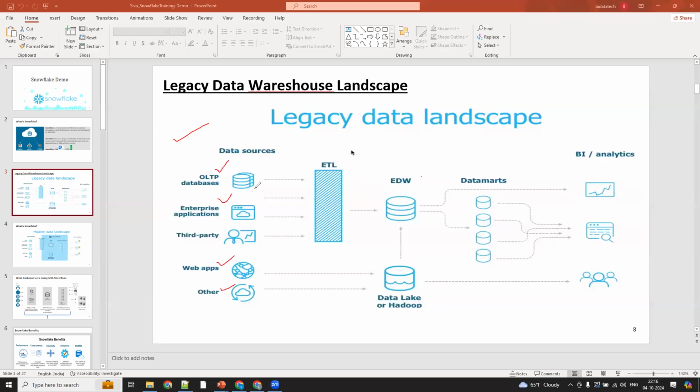Once they store all this data, using any ETL tool, like Informatica, DataStage, or SnapLogic, there are many ETL tools in the market. You use any ETL tool here. You extract the data from all these sources, transform the data as per your requirement, and load the data into one of the databases. This database, we call it a data warehouse. Now your Snowflake is actually this one.